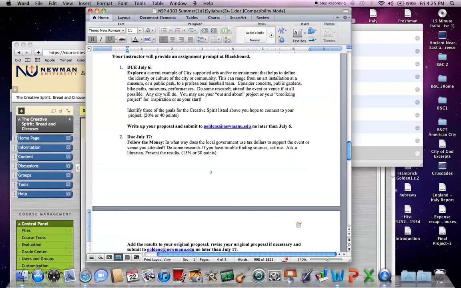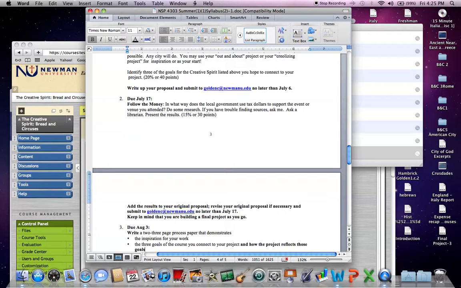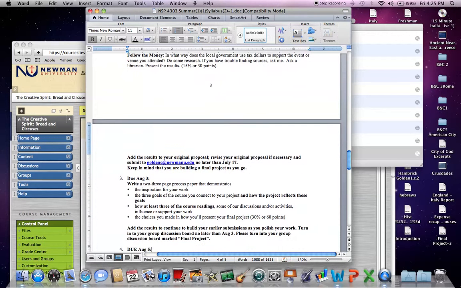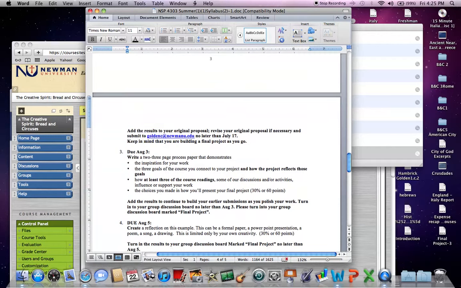Then I'm going to ask that you do a little research, find out what's the financial side of this, where does the money come from to support this venue, to support this event. If it's the Wichita River Festival, if it's the 4th of July fireworks in your community, who pays for that? How does that get done? So do a little research. I'm calling it Follow the Money. Again, we'll remind you every step of the way.